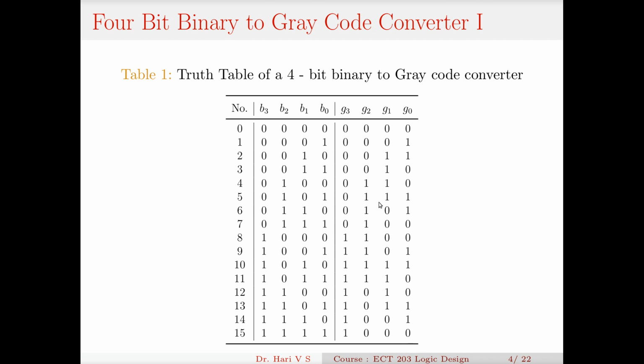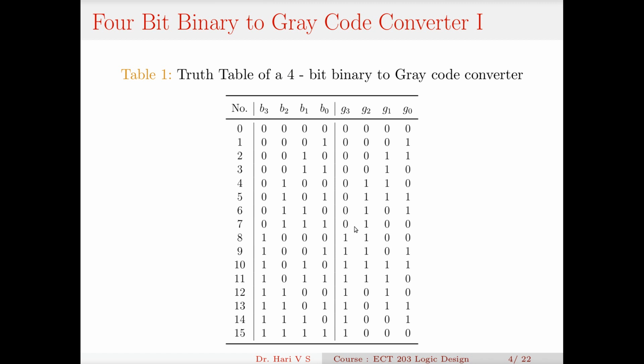You can try out this table at leisure, and you can see that it is correct. Now I have to synthesize a circuit that generates G3, G2, G1 and G0 from B3, B2, B1 and B0. If you look at this truth table, by mere observation you can see that B3 and G3 are the same, because this column is the same as this column. So B3 is the same as G3.